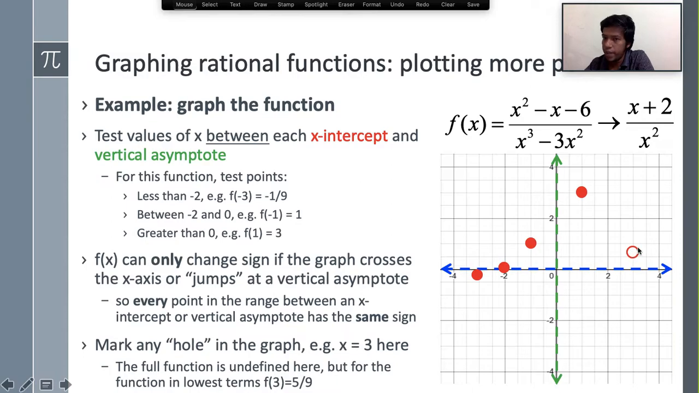This is a hole, by the way, because we cancelled out that term. Remember, we cancelled out x minus 3 from up and down. So at that point we get a hole. We said that this is not in the domain. We said that the domain is x is not equal to 3. That is why this is a hole. You will see, notice that the graph will go through this.